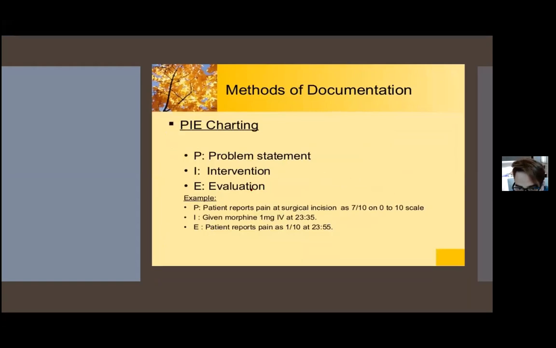Okay. Then we have the methods of documentation or your PIE charting. This is your problem statement. So ito yung problem focus. And then your intervention or these are your action. And then your evaluation or your patient response.